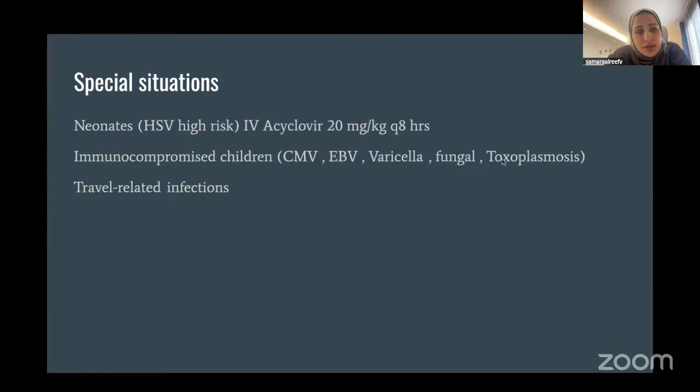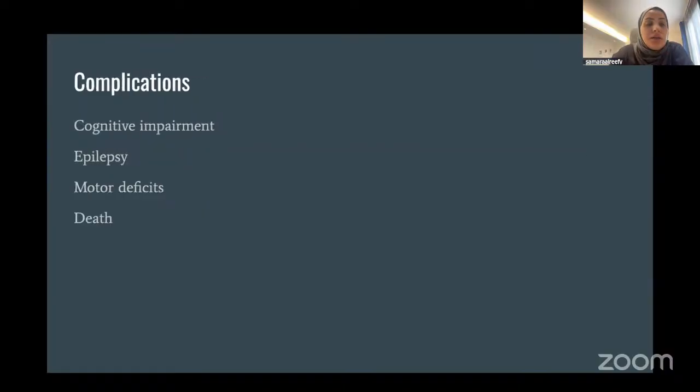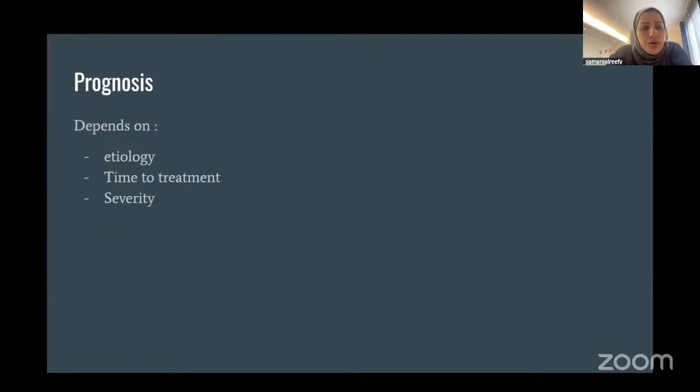Don't forget toxoplasmosis and travel-related infections according to the geographical distribution. Complications of viral encephalitis include cognitive impairment, epilepsy, motor deficits, and death. Prognosis depends on the pathogen, so etiology, HSV being the most common, predisposes to 75% of mortality in encephalitis.